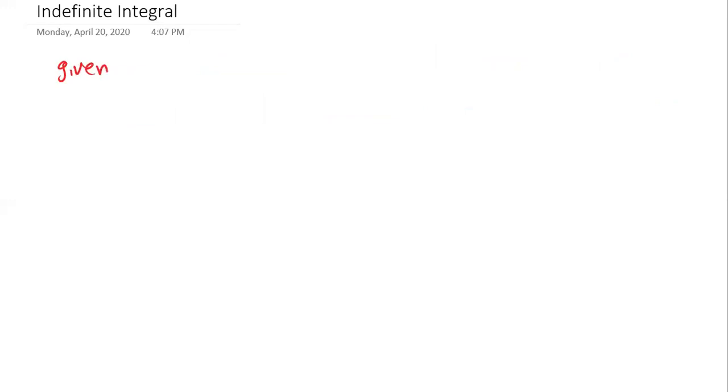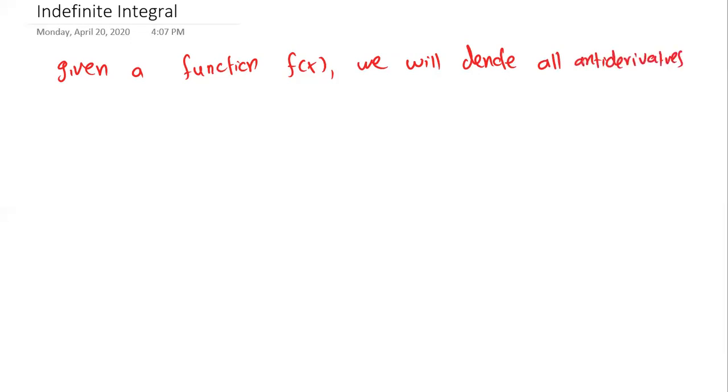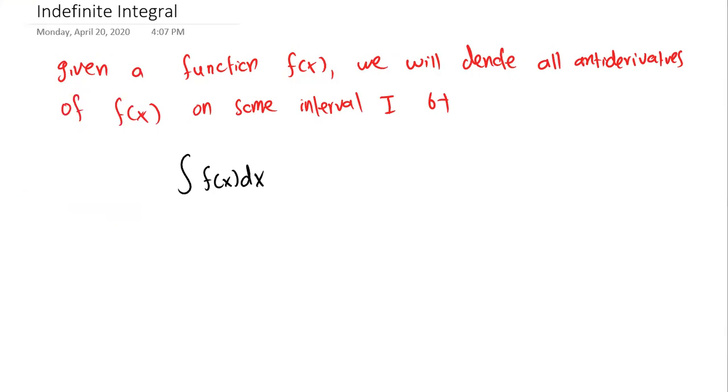Given a function f, we will denote, so this is what I was writing every time, all antiderivatives of f of x on some interval I, by, well, instead of writing all that, now we're just going to write this. Like that. Now, of course, that looks weird right now.